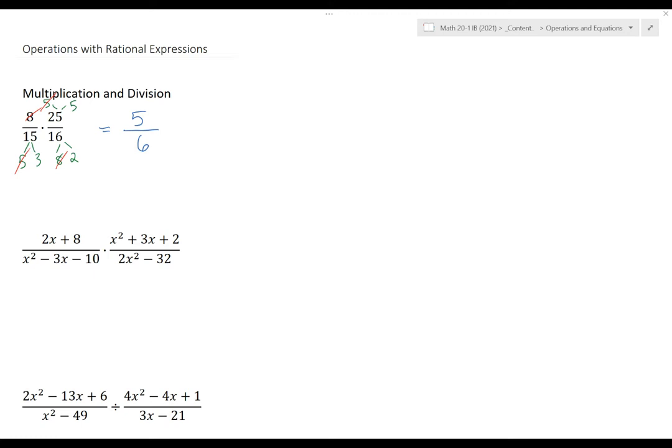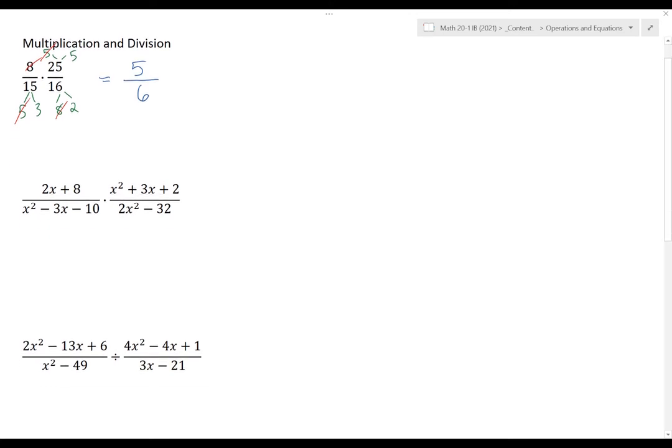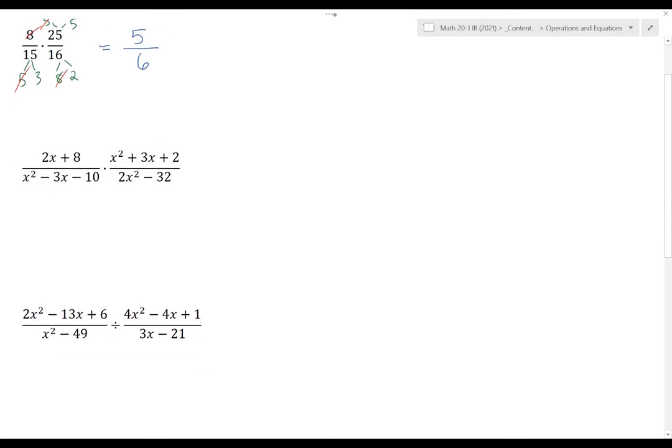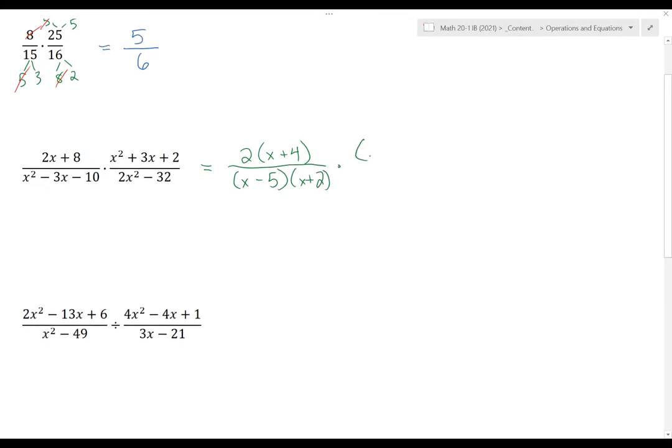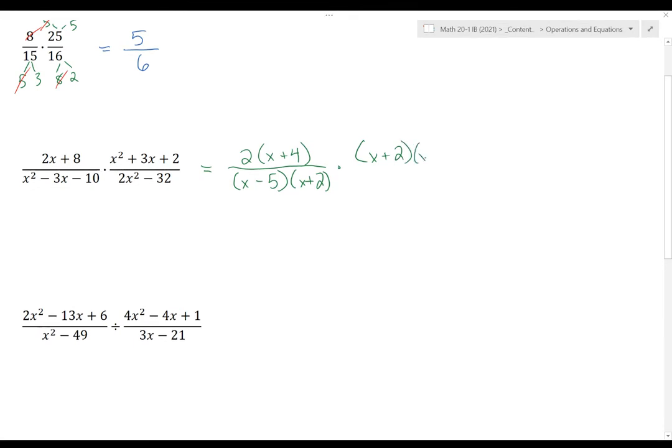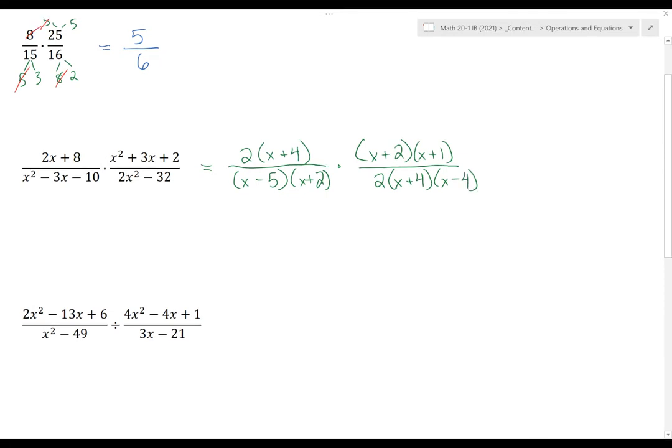Plus, we introduce the potential of errors when we're doing distribution that we didn't have to do in the first place. So if I look at these two examples here with these rational expressions, my first step, therefore, is going to be to factor. So 2x plus 8 is 2 times x plus 4. And that first denominator factors to x minus 5 times x plus 2. In the second fraction, the numerator becomes x plus 2, x plus 1, and the denominator is 2 times x squared minus 16, but x squared minus 16 factors one further step to x plus 4 times x minus 4.